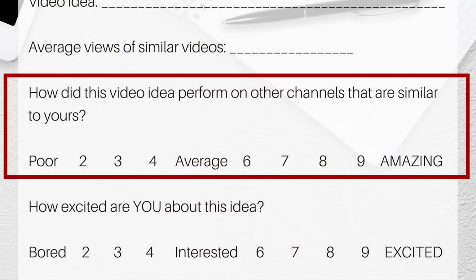Okay, so you're gonna plug in the average views of similar videos, and this really is such an important piece of data. The next thing on the worksheet is the question, how did this video idea perform on other channels that are similar to yours? So, it's great to have a popular video idea, but that video idea might have been really popular on a channel that's not like yours. So it might not be popular with the type of people who have already subscribed to your channel or who you're trying to attract.